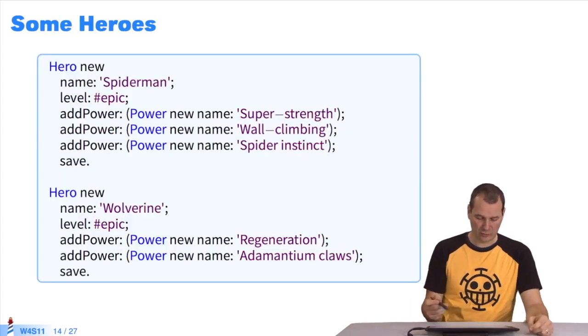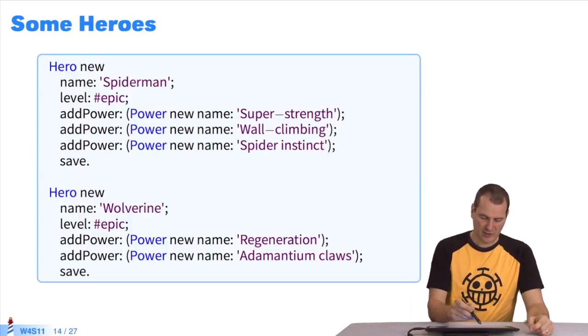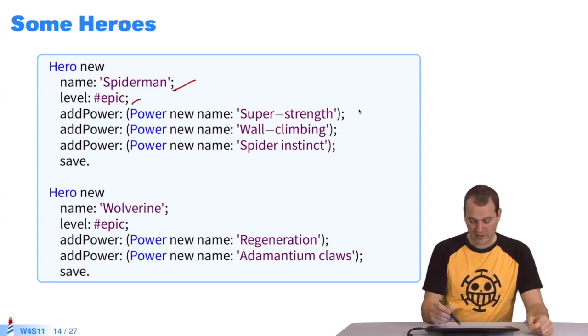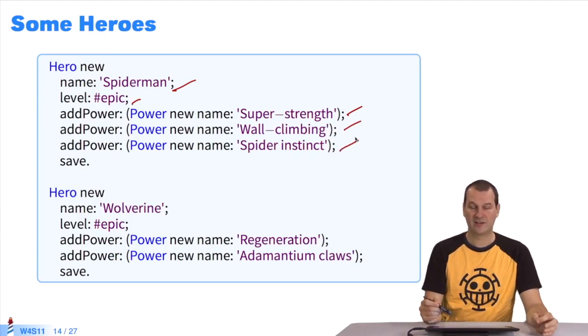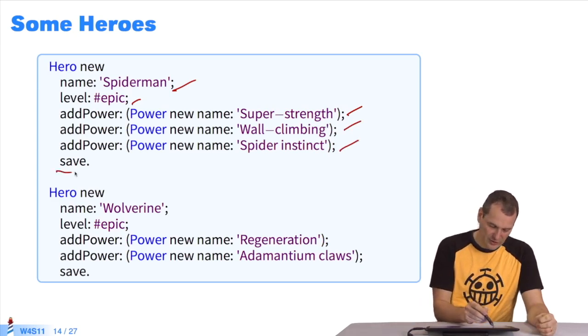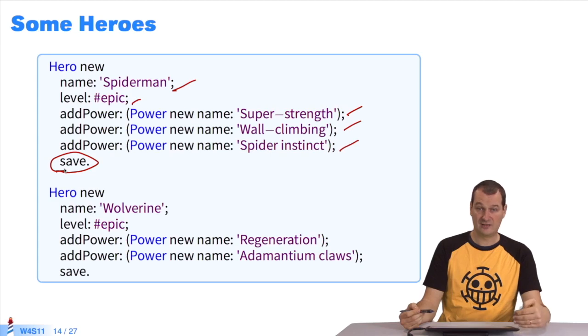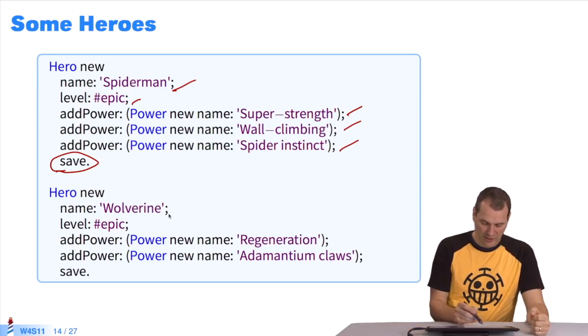Let's do Spider-Man. His name is Spider-Man. His level is epic. His powers are his super strength, his ability to climb walls, and the spider instincts he is purported to have. I save that information. Save tells Voyage to take this superhero and store it in the base. We do the same thing with Wolverine and his powers, and save that data.